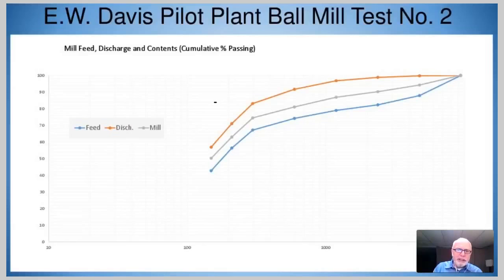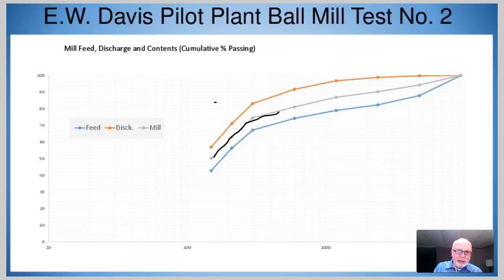And Professor Davis sampled the circuit and then crash stopped it, dumped the mill contents, and then actually did a size analysis of the entire mill contents. So from this, if you compare the actual mill contents, and I'm just overlaying it here with the whiteboard, to the mill feed and discharge, you can see that the mill contents is pretty well represented by the average of what's going in and out of the mill.